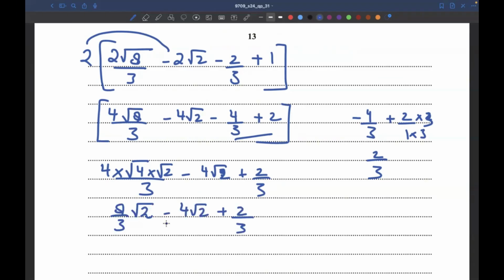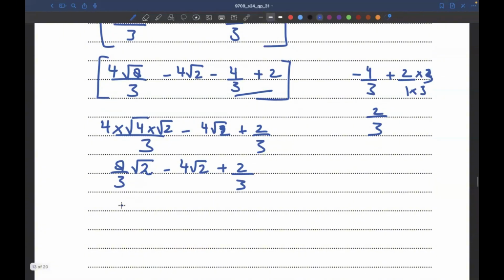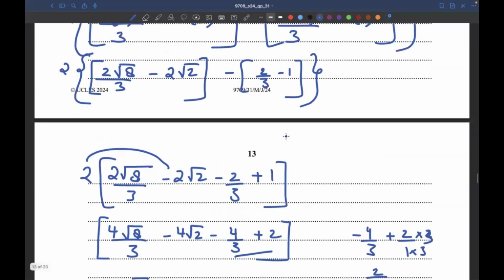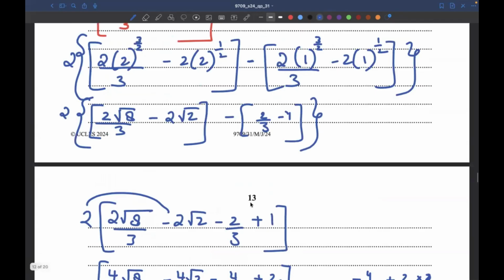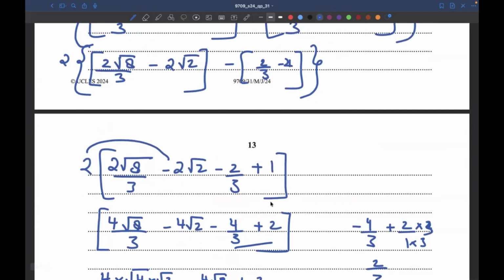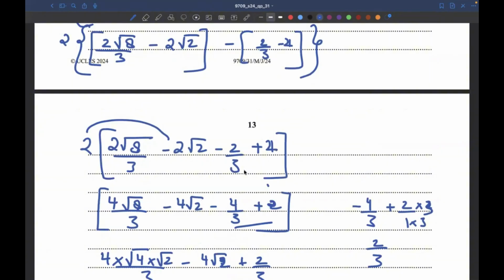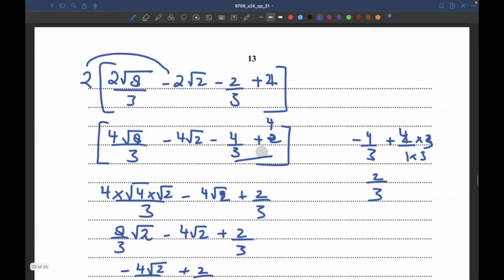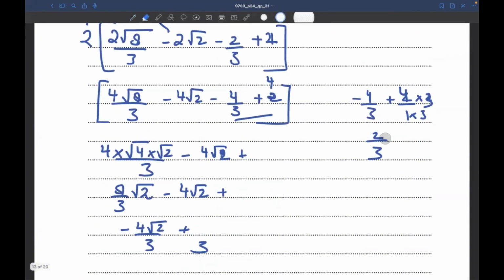Now simplifying this, taking the LCM, we'll get 3 times 4, which is 12. So 8 minus 12 will become minus 4 root 2 upon 3 plus 2 upon 3. Okay, and just one correction over here. This was 2 times 1, which is 2. So we made a mistake over here. This will become a plus 2, which will make this a plus 4. So minus 4 plus 12 will become 8. So this should be 8 upon 3 over here.